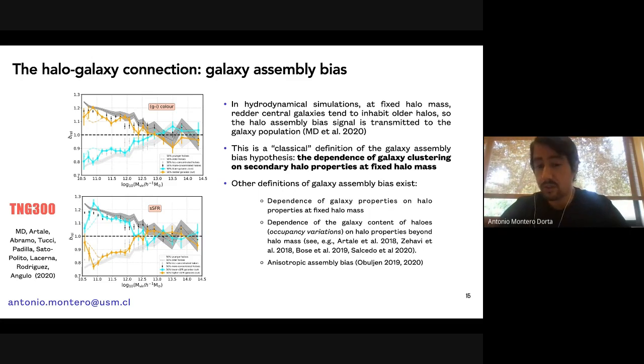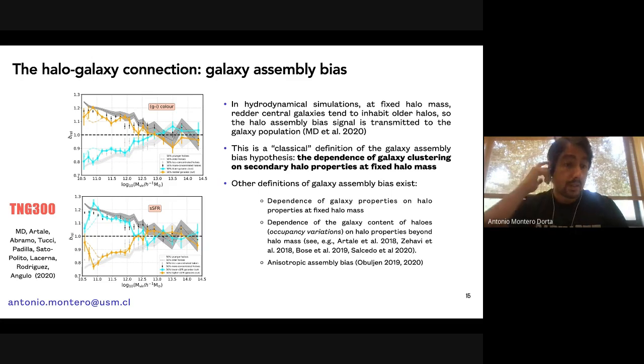There have been other definitions in terms of occupancy variations at fixed halo mass depending on secondary halo properties. You can also talk about galaxy properties in general that depend on halo properties beyond halo mass. And there are other recent things like anisotropic assembly bias, etc.